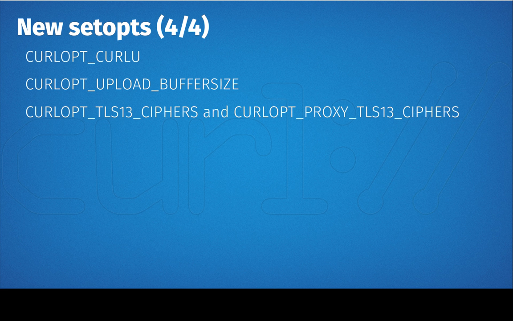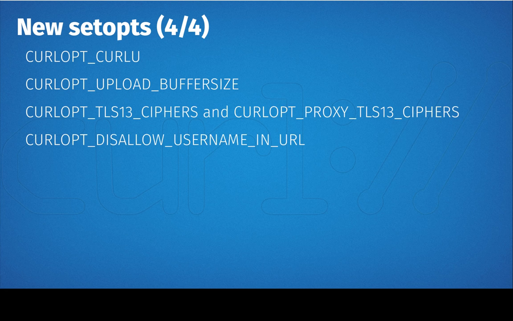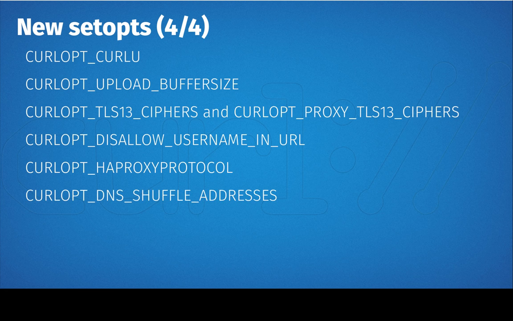Right, and TLS 1.3 has different ciphers and cipher names, so we introduced different options to make sure that you can set them separately, because you don't know if you're going to get 1.2 or 1.3 or whatever. And we can disallow usernames in URLs, support for the HAProxy protocol, a very basic, simple thing, just adds a little thing before everything else in the request over the proxy.